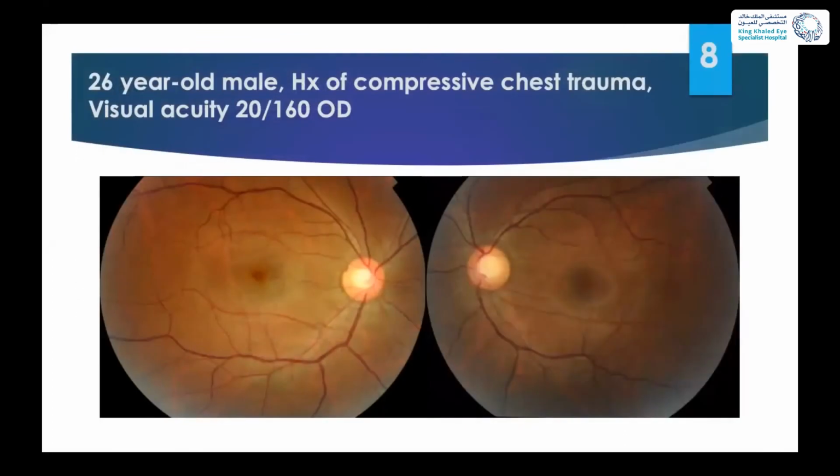This is case number 8, a 26-year-old male who presented to us with a history of compressive chest trauma. His visual acuity in the right eye is 20/60 and in the left eye 20/20.